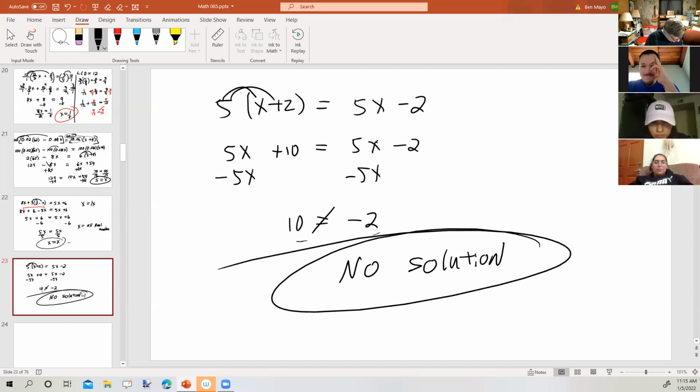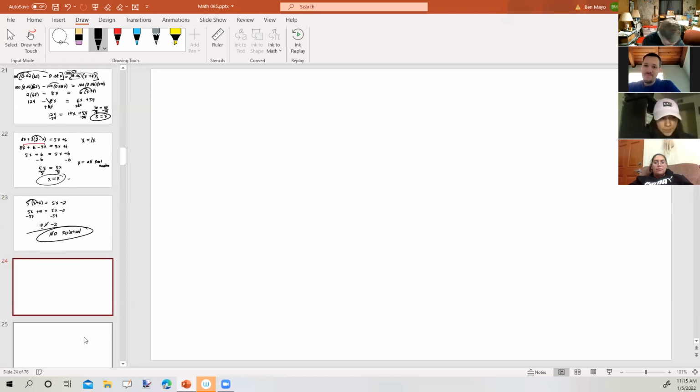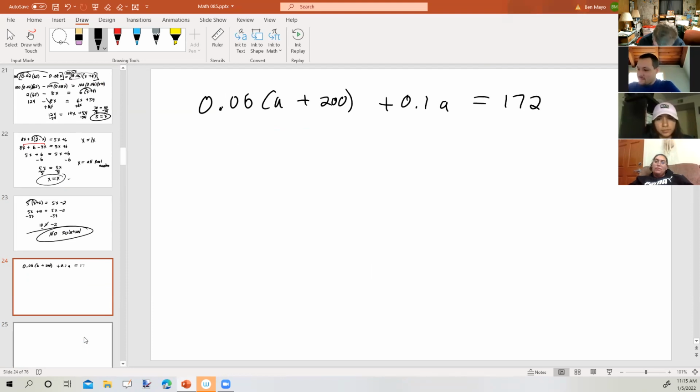Let's see. I want to do one more problem involving decimals, because I want to talk about something that might be a little bit tricky. Okay. So let's say we've got 0.06 times a quantity a plus 200, plus 0.1a equals 172.